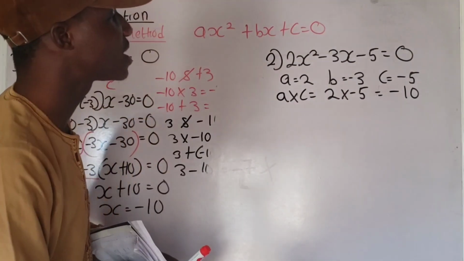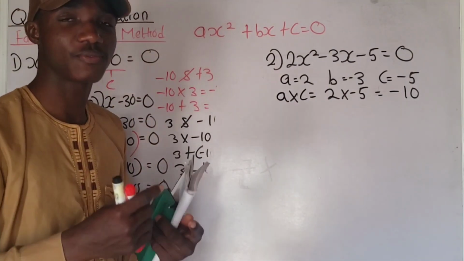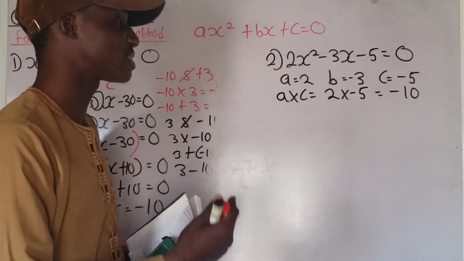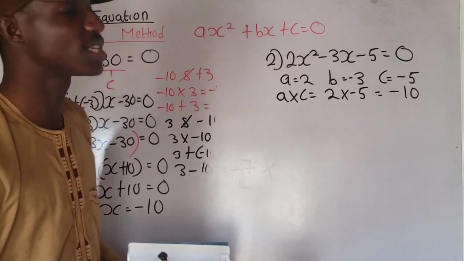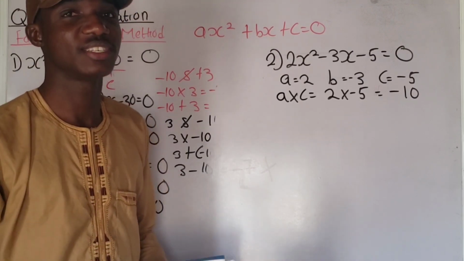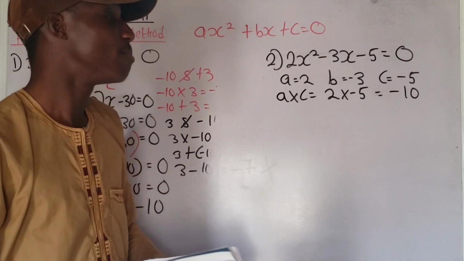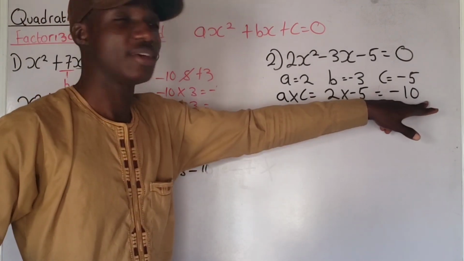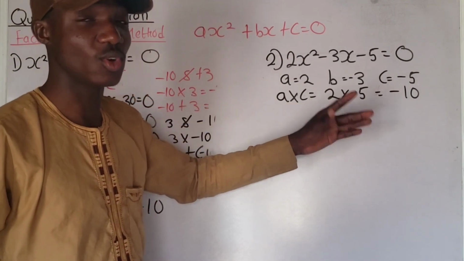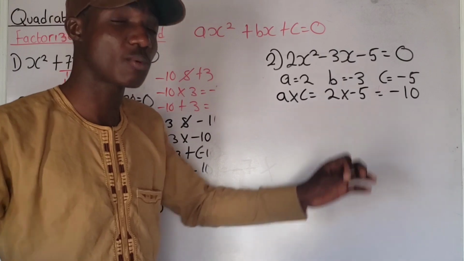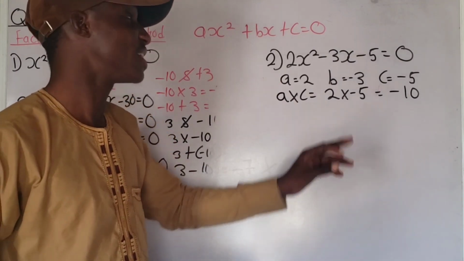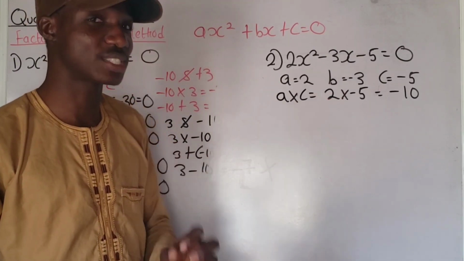Okay. Having taken the product of the first term and the constant term, you have to think of two numbers such that the product of these two numbers must be equal to the product of a and c in your quadratic equation, and by the time you sum these two numbers together, you must get b, which is the second term in the quadratic equation.